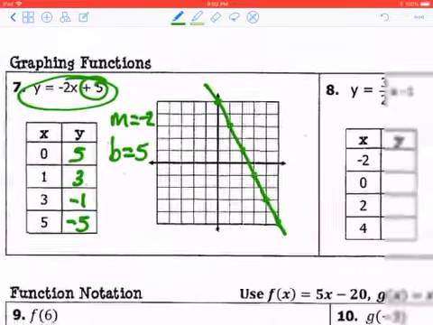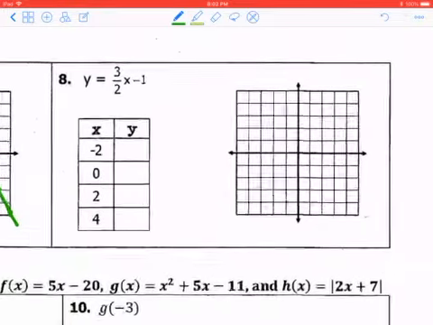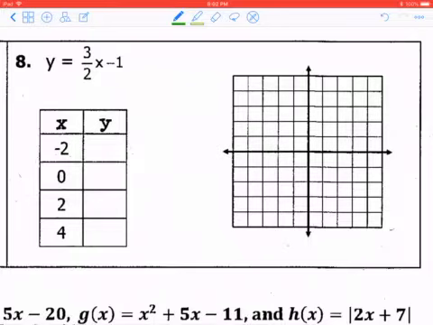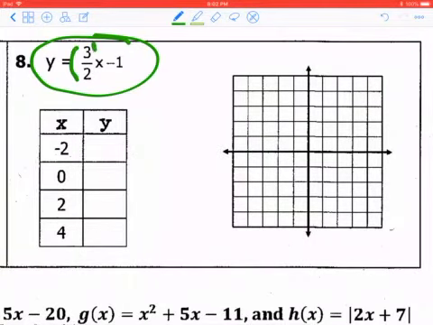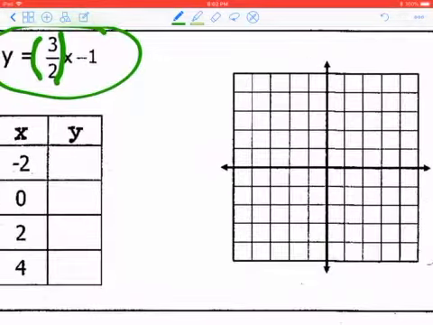That means the calculator. Number 8, we can do the same way, and again you can put that on the y equals. Remember that when using fractions, put that in parentheses. But again, we start at -1. Then we go up 3, 1, 2, 3, and over 2, 1, 2. We can also go backwards, 1, 2, 3, and over 2, 1, 2.